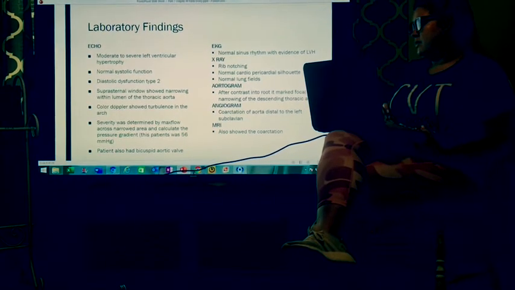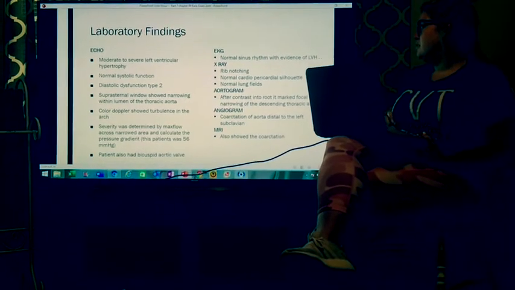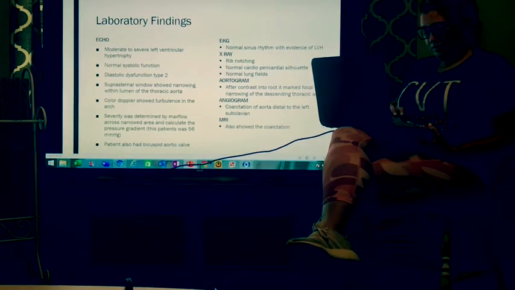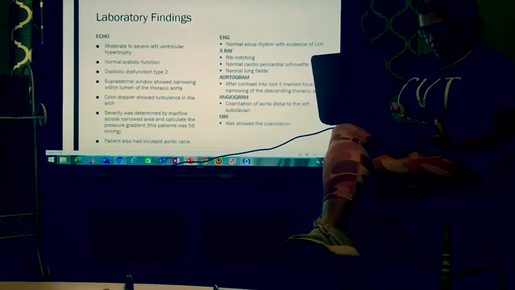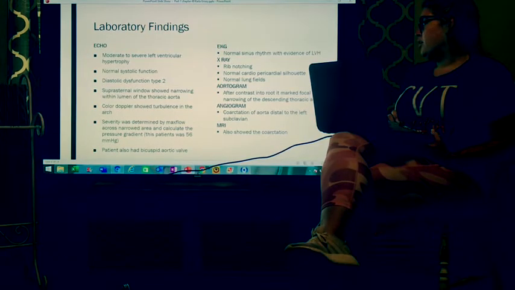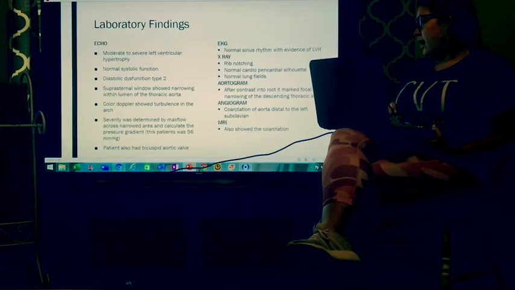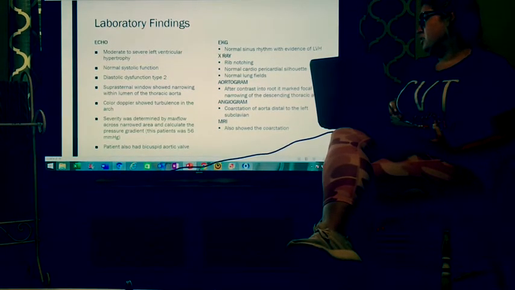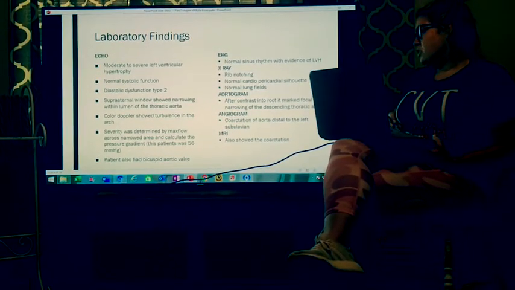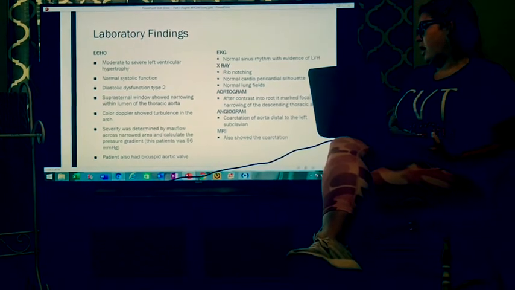Patient also had a bicuspid aortic valve. On the EKG, he had normal sinus rhythm with evidence of left ventricular hypertrophy. On the X-ray, he had rib notching, which is just a radiological sign where the surface of the ribs are deformed. He had a normal cardio-pericardial silhouette and normal lung fields. In the aortogram, after contrast was inserted into the root, it showed marked focal narrowing of the descending thoracic aorta. Angiogram: coarctation of the aorta distal to the left subclavian, and the MRI just showed the coarctation.